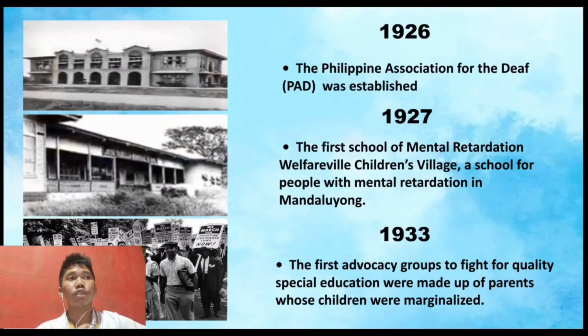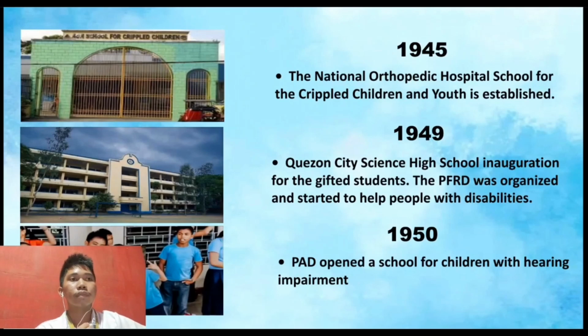So in 1926, we will now proceed. The Philippine Association for the Deaf, or PAD, was established. In 1927, the first school for mental retardation was established also in Mandaluyong. In 1933, the first advocacy groups to fight for quality special education. And in 1950, PAD opened a school for children with hearing impairment.